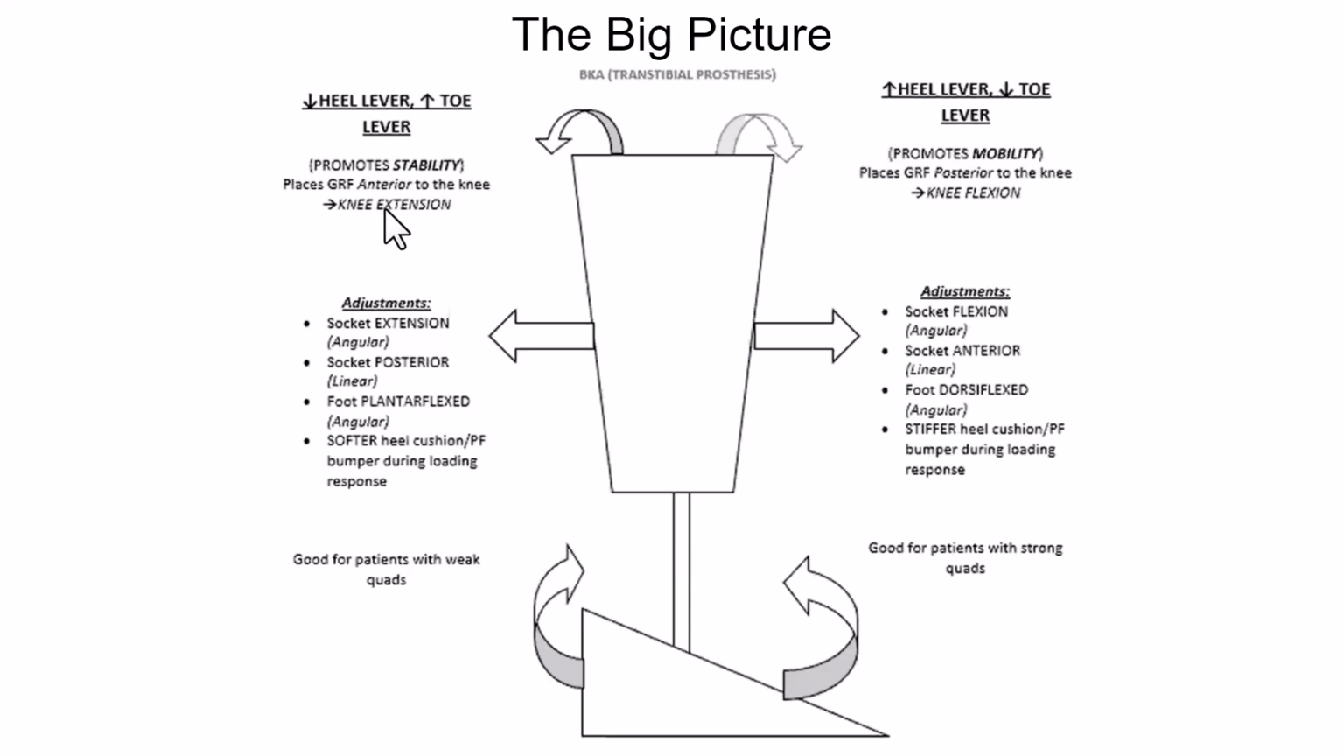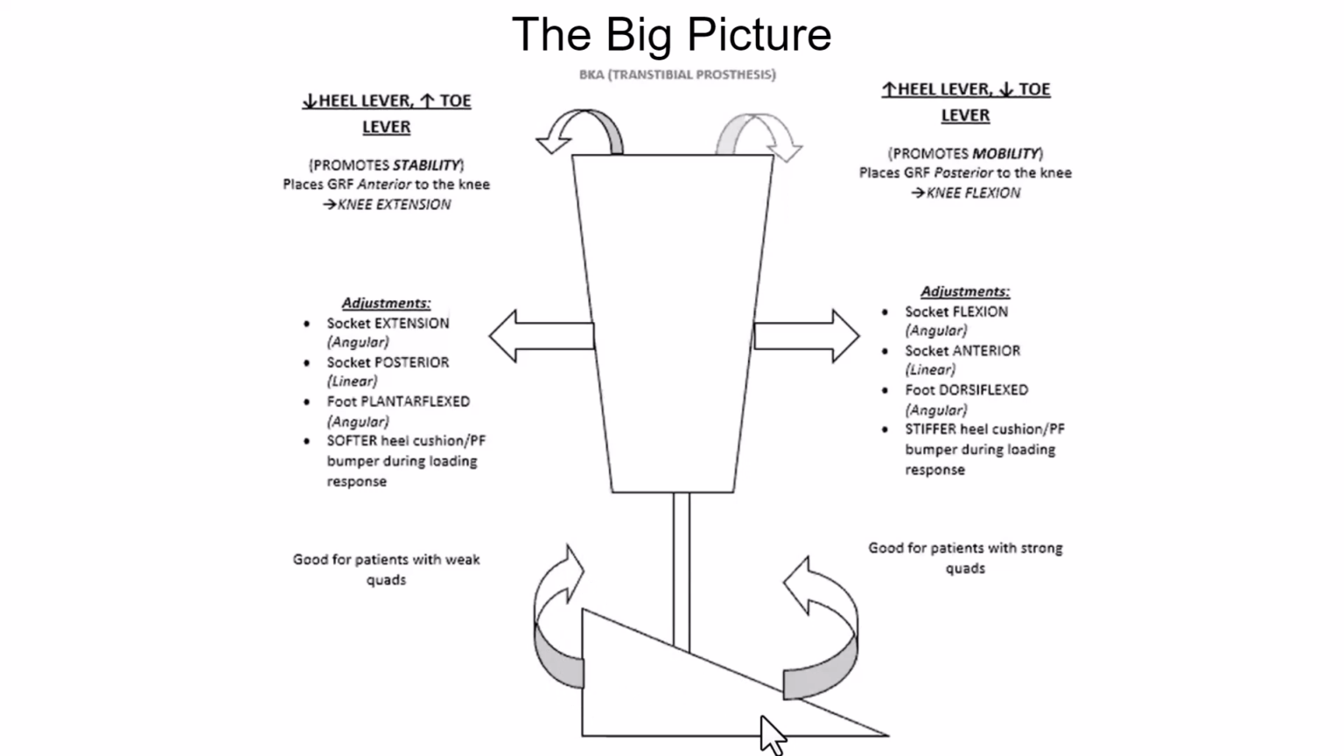A couple of the things that the prosthetist can do to make this happen. Okay, the first we talked about is the socket extension. That's tilting the socket backward. That's represented by this arrow here. So imagine that socket tilted backwards. A linear change is going to be moving that socket posteriorly. And the other angular change that we talked about is having the foot plantar flex. So imagine this arrow here causing the foot to plantar flex.